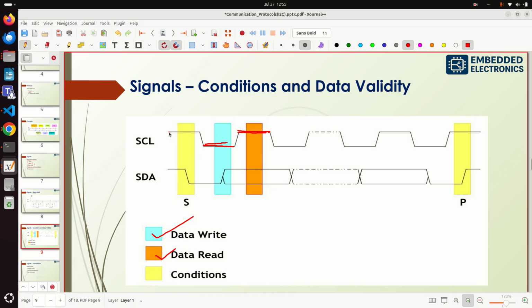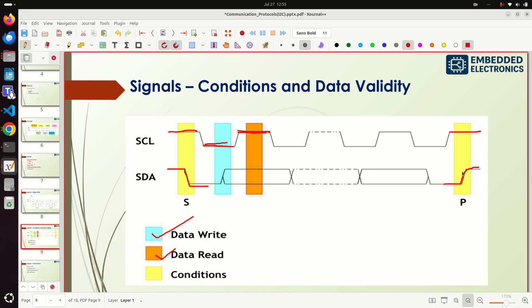But here in this case you can see the clock line is high and a transition happens from high to low, and here the clock line is high and a transition happens from low to high. So this is the case. We are calling these conditions. So the clock line is high and there is a transition from high to low, and here the clock line is high and there is a transition from low to high.